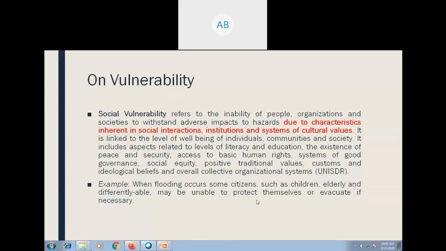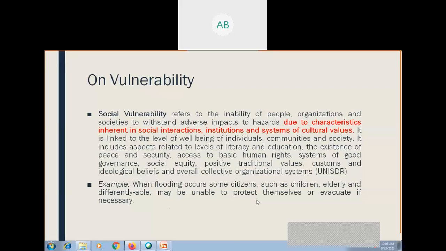Social equity, positive traditional values. How much of the traditional values are we actually keeping with ourselves? As in the other example we gave, in flood prone areas we should be constructing pole houses. Are you really sticking to it? Customs and ideological beliefs also, and the overall collective organizational system. So many of these things will contribute to our level of vulnerability, and we are talking in the context of whenever there is a hazard that may strike.